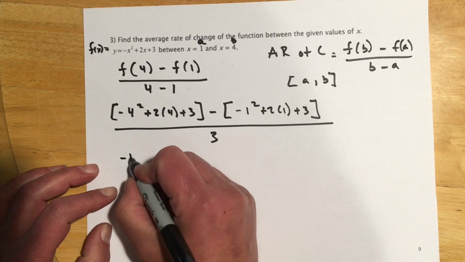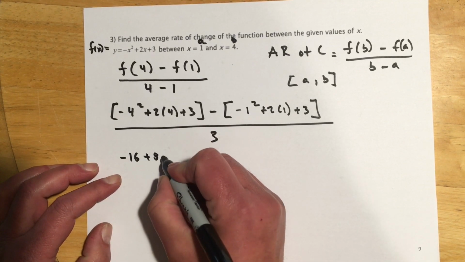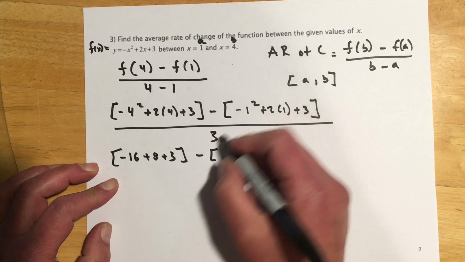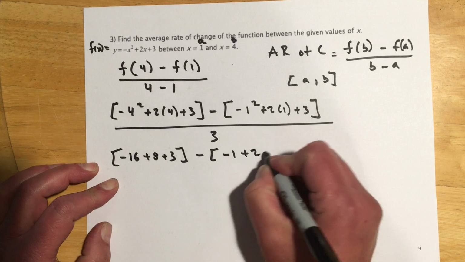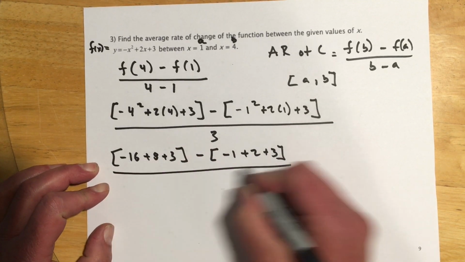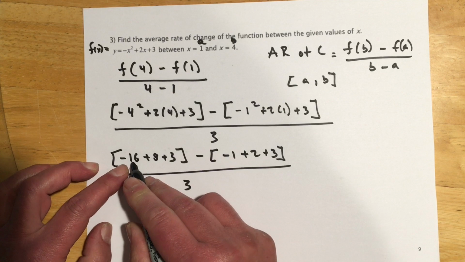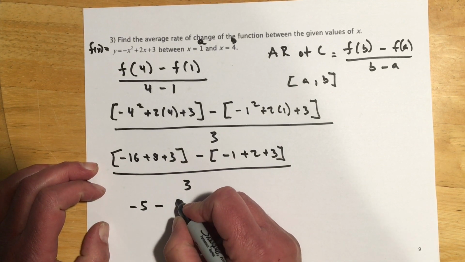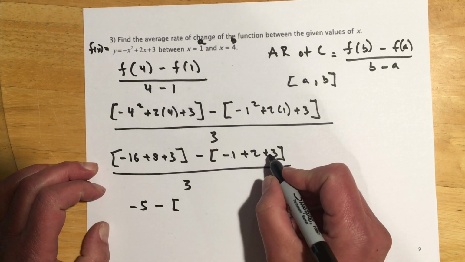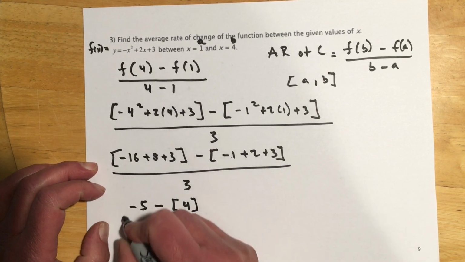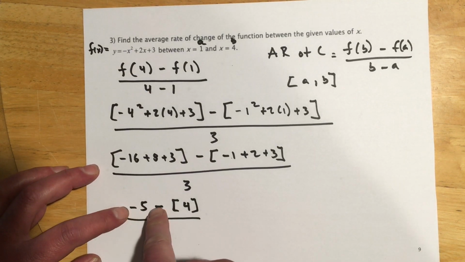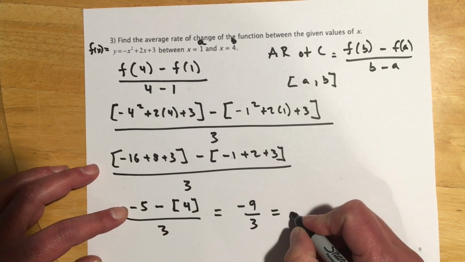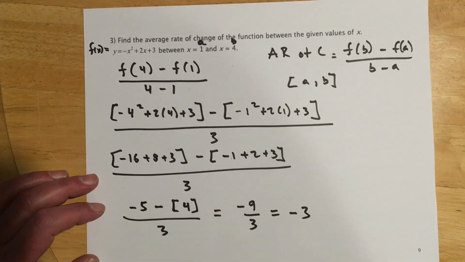So up front we got negative 16 plus 8 plus 3, minus, remember that negative's not squared, so negative 1 plus 2 plus 3, still over 3. So that would be negative 16 and 11, so negative 5, and then minus negative 1 plus 5, so that's 4, over 3. So negative 5 minus 4, negative 9. And it's just keeping track of all the signs over 3. So my average rate of change is 3.